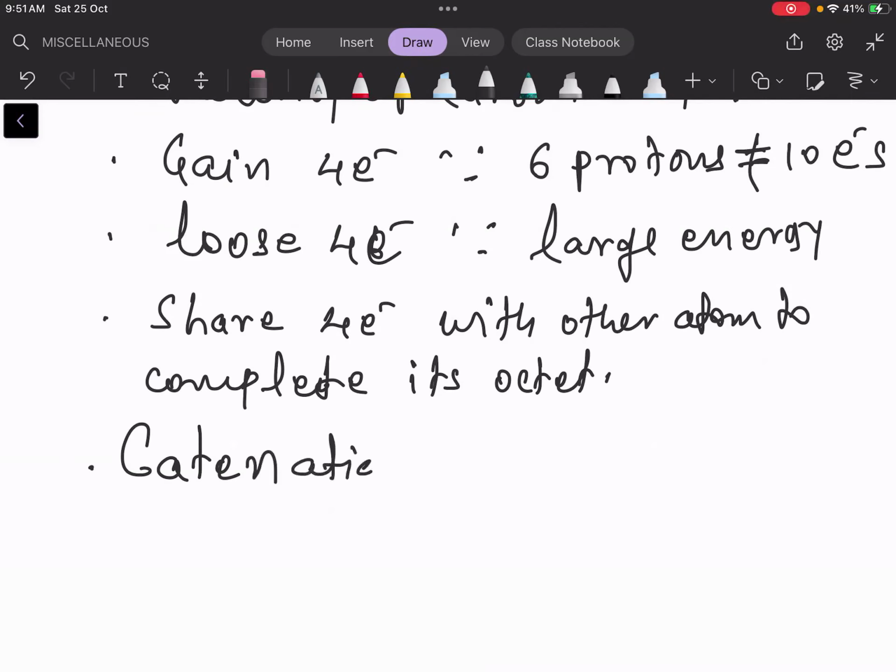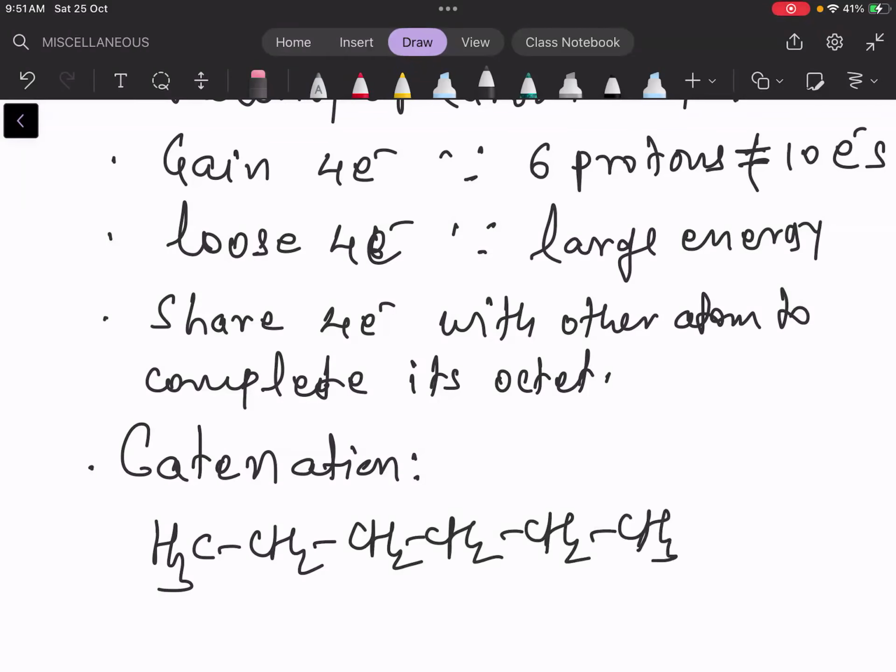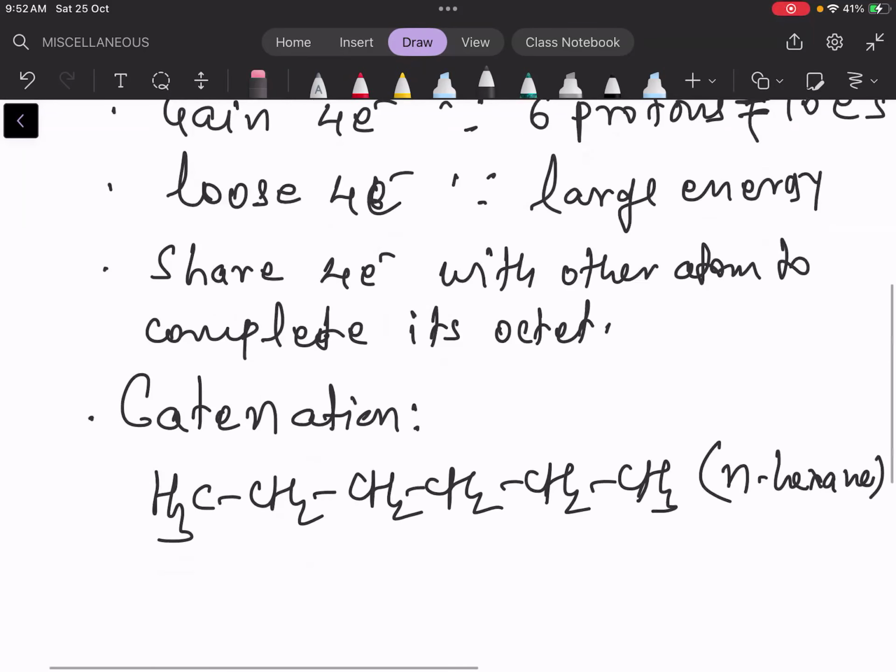What is catenation? Tendency of an element to form a bond with another same element, forming a long chain or branch chain or ring chain, that is called catenation. For example, carbon has a tendency to form a bond with another carbon, and thus it forms a long chain. This is nothing but n-hexane. Normal hexane बोलते हैं.